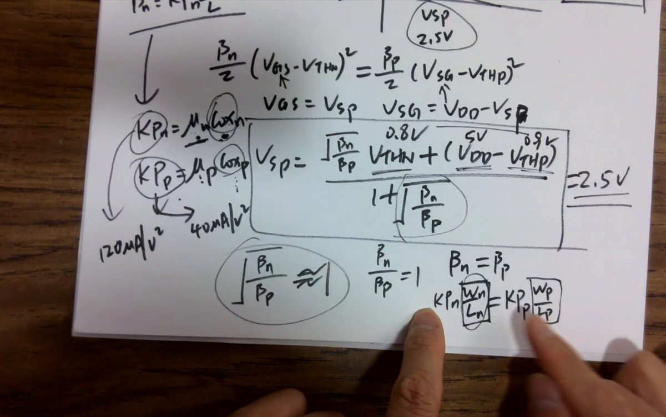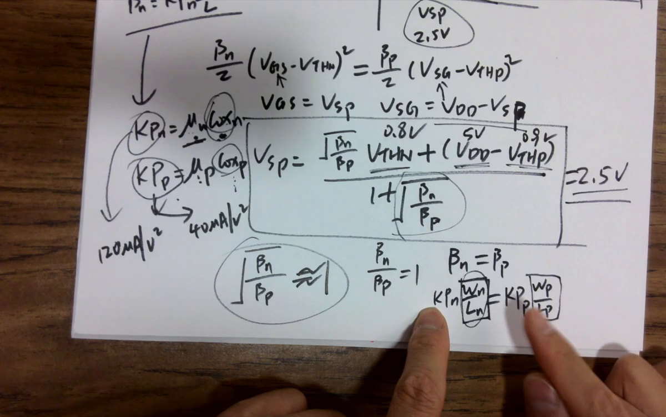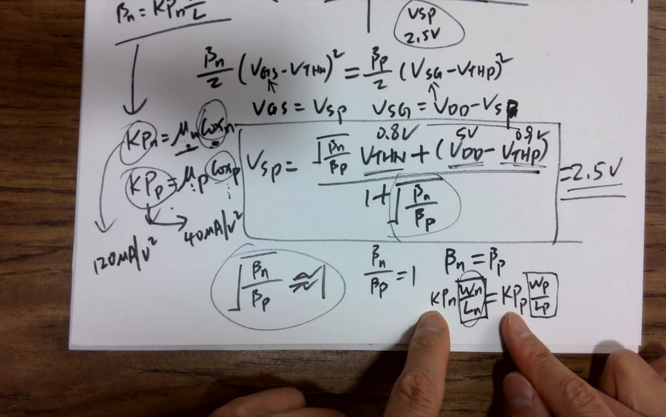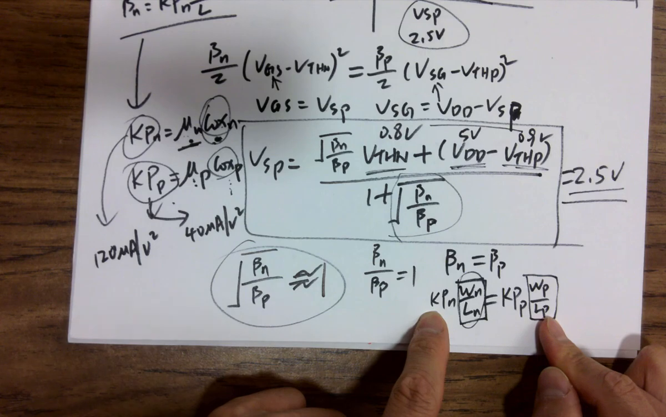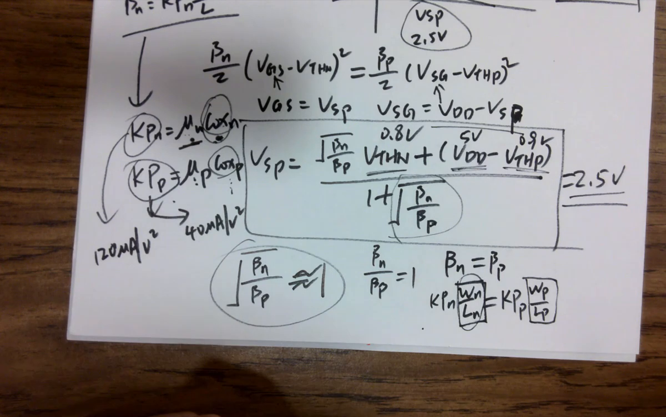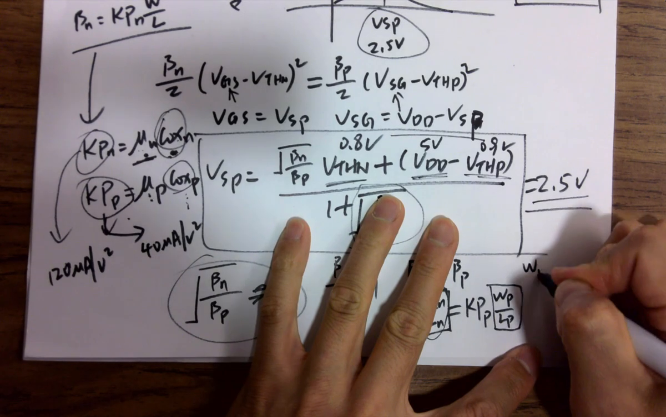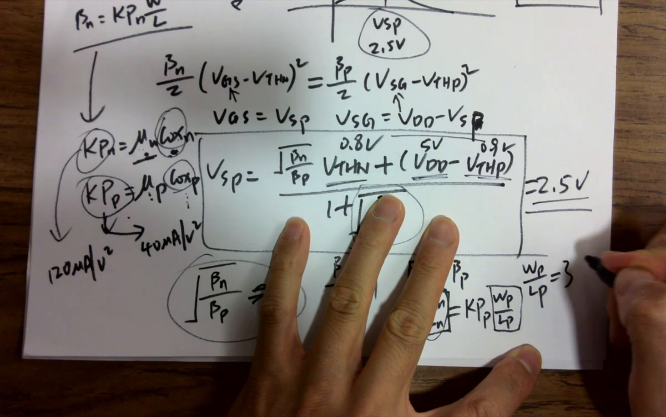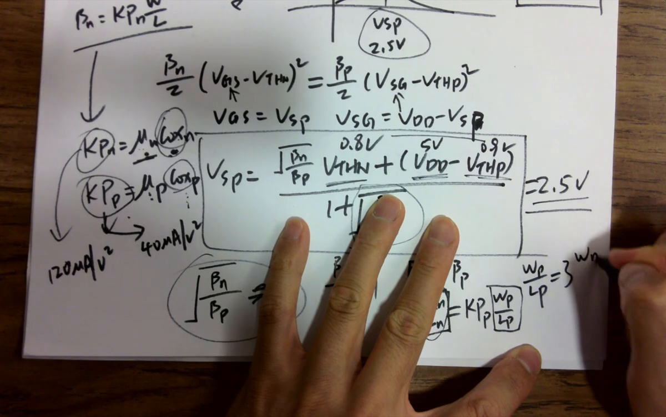Because this guy is 3 times larger than this guy, right? KPN is 3 times larger than KPP. So if you want to make this equal, WP over LP should be 3 times larger than this one, so they can cancel out, so they are equal. So eventually, WP over LP should be 3 times of WN over LN.